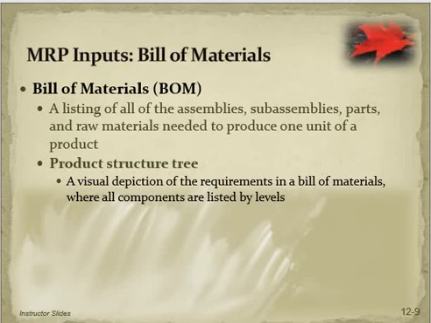Okay. And we could do a product structure tree. Product structure tree: a visual depiction of the requirements in a bill of materials where all components are listed by levels. Again, the product structure tree is a visual depiction of the requirements. It gives you an illustrative drawing of all the requirements in a bill of materials where all components are listed by levels. I put each component at its level, and it also shows me the number needed of each.